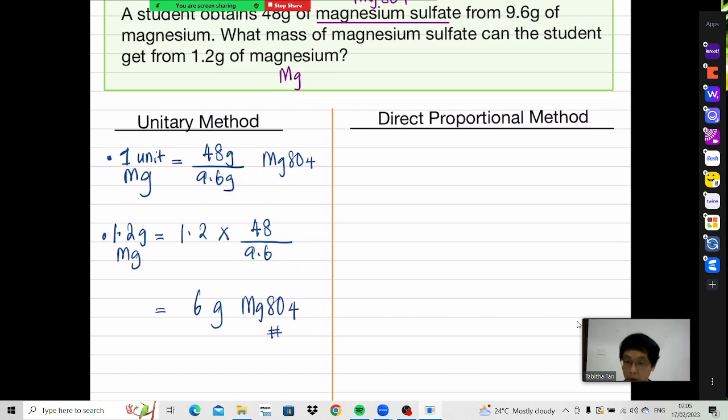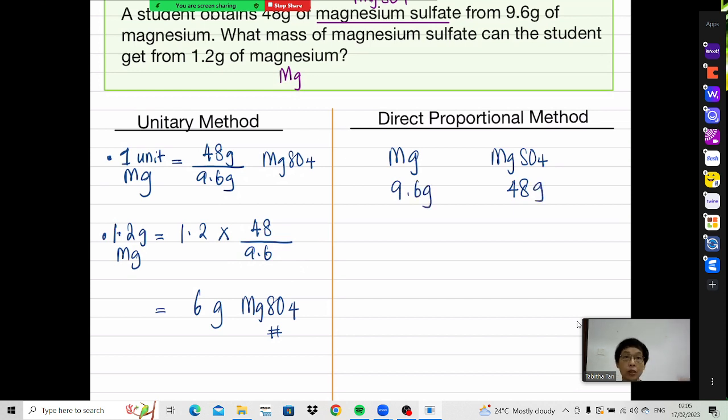Okay, it will get the same 6 gram. Okay, let's do this. So now we are interested in magnesium and magnesium sulfate. So I'll just nicely write there, and then 48 gram of magnesium sulfate. We just put 48 gram under the title of magnesium sulfate, and from magnesium 9.6. So 9.6 is magnesium, so we just put in that.